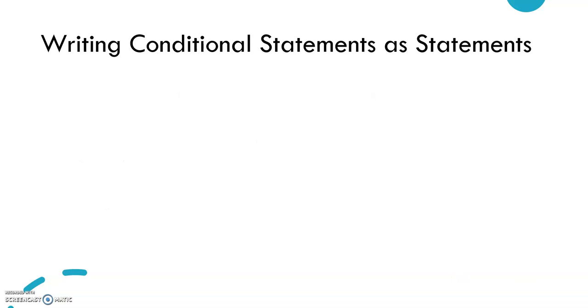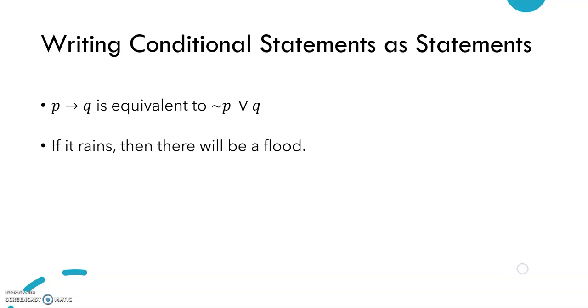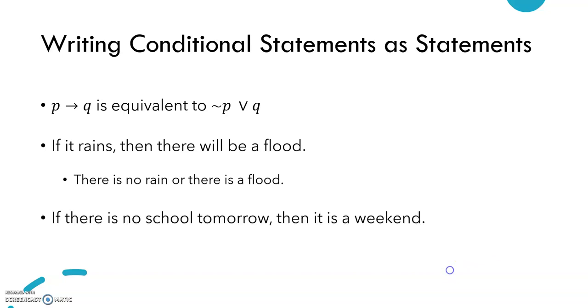Writing conditional statements as disjunctions. P implies Q is equivalent to not P or Q. We want to write the statement for the conditional. If it rains, then there will be a flood: there is no rain, or there is a flood. If there is no school tomorrow, then it is a weekend: there is school tomorrow, or it is a weekend.